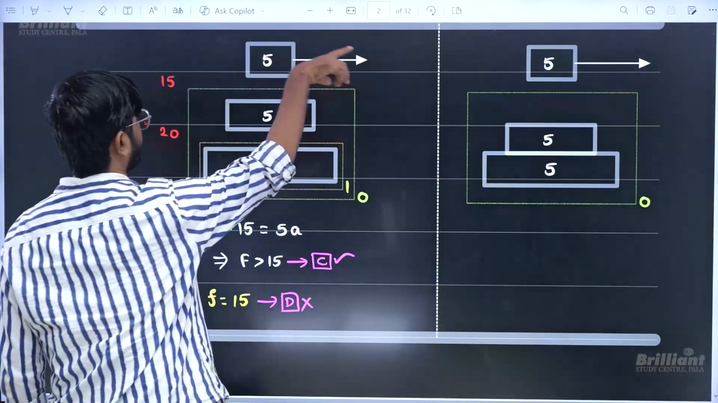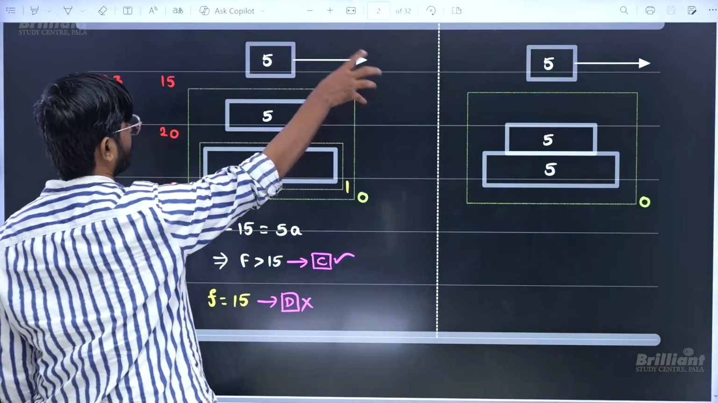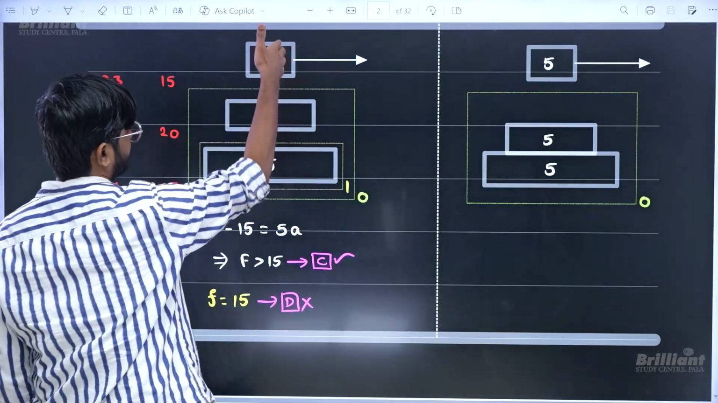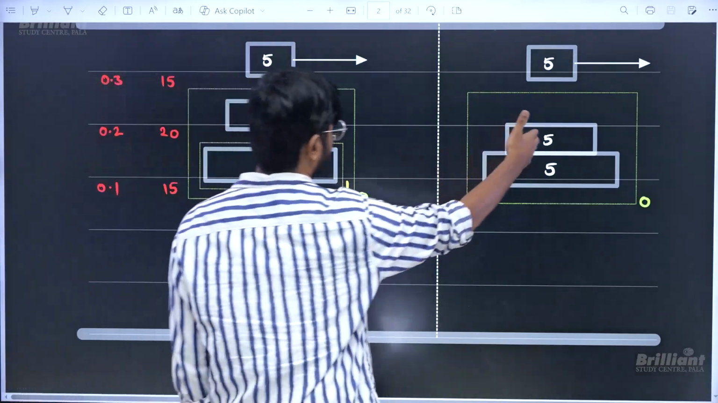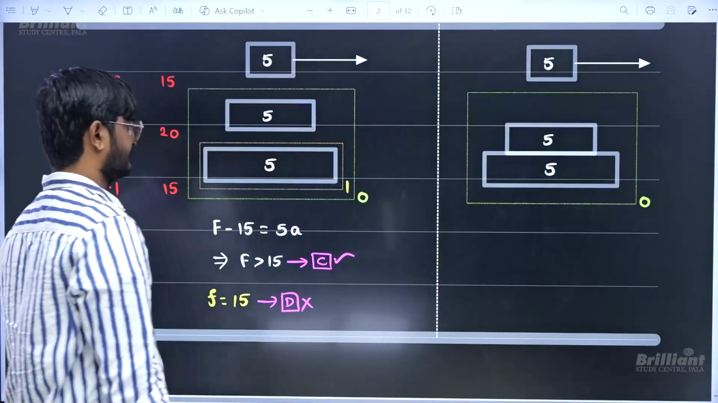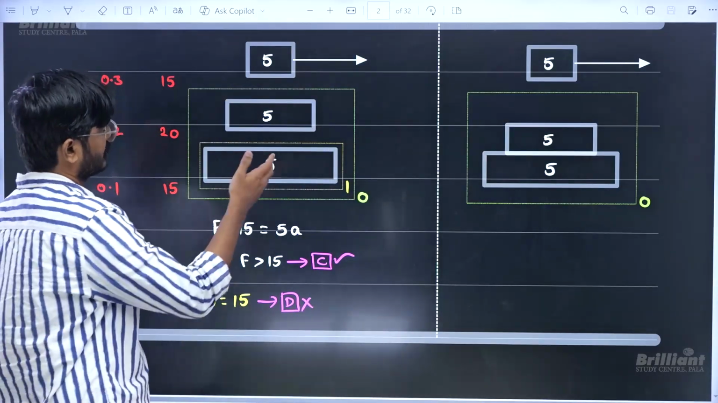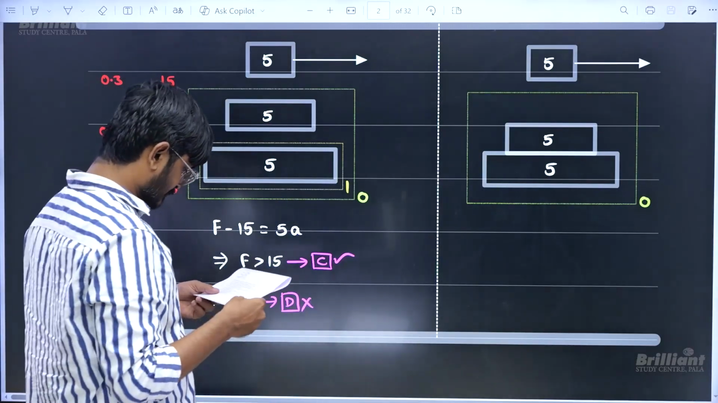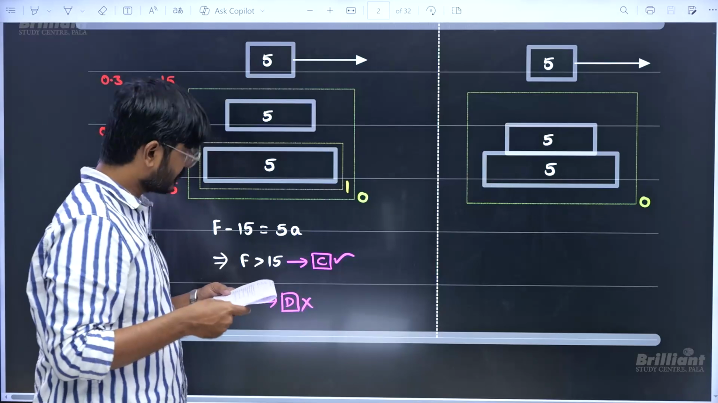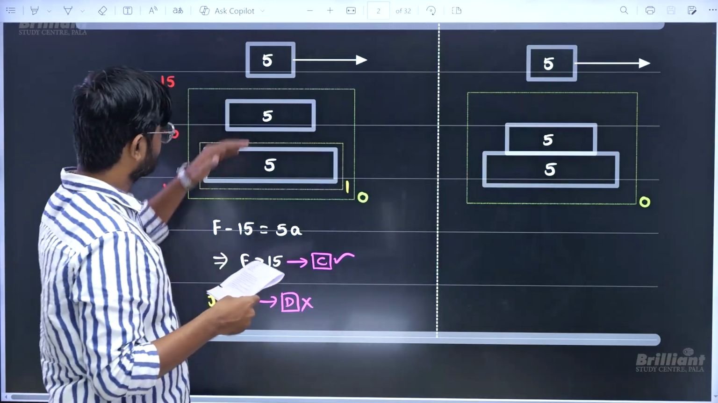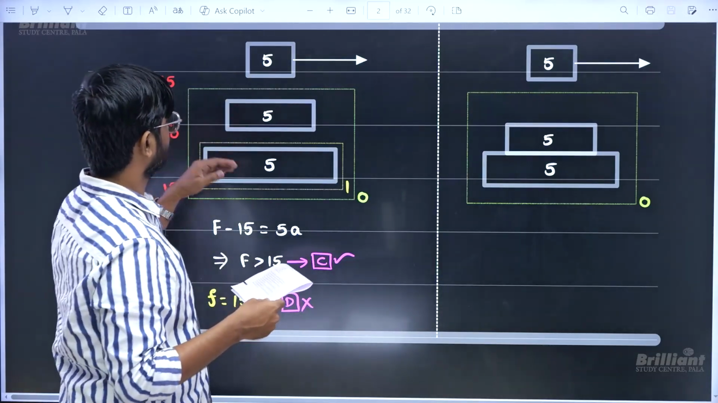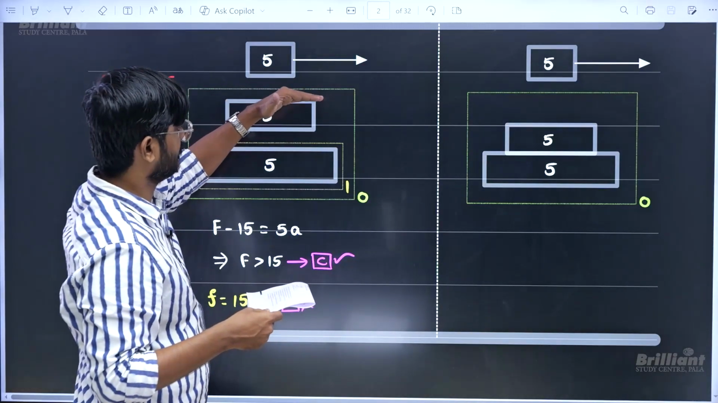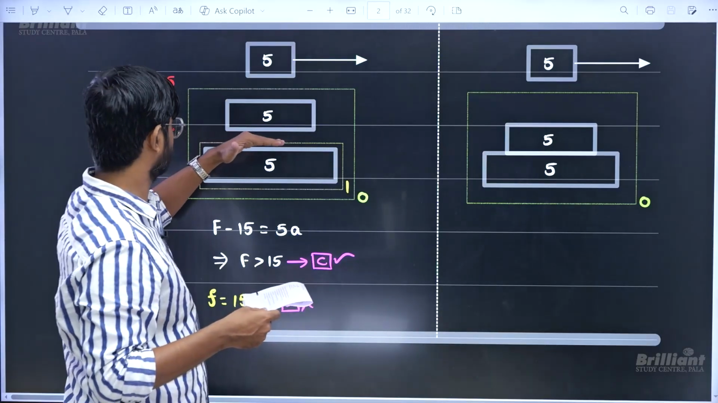If you keep increasing the force, at a certain point this will start moving. When the applied force F is more than 15, this one will start moving, and these two won't be moving at all. They were asking the maximum value of friction between S and R. The maximum friction here is 15, as this is not moving. If the friction here is 15, the friction here also will be 15.